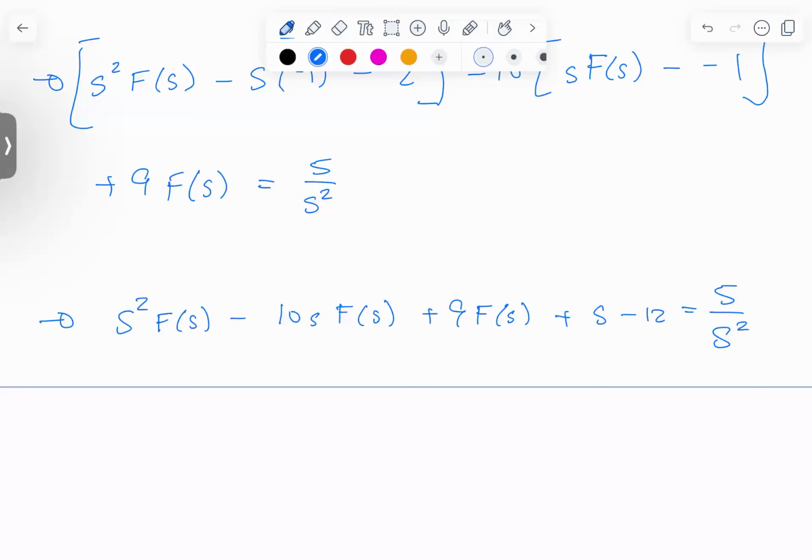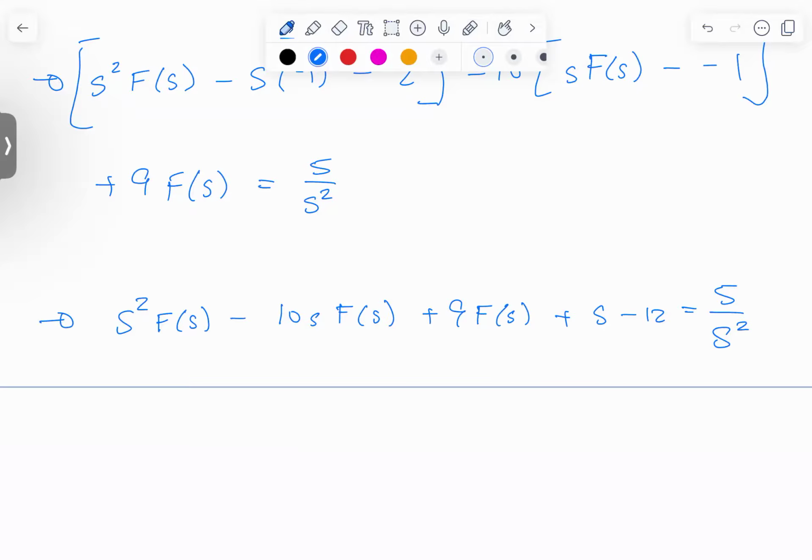Then remember what our goal is: to get back to the initial function. I want this in terms of y, right? y of t is our solution. So we just did a Laplace transform. Well, we have to go both ways. We have to do a Laplace transform and an inverse Laplace transform.